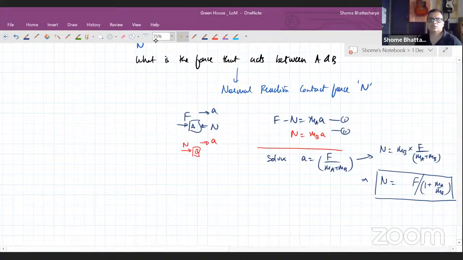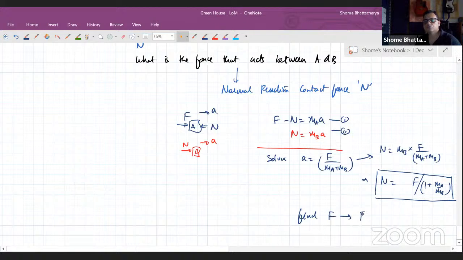Oh, wait. The question is something else. It's not this. The question is reverse actually. The question is saying you have to find the value of F, because that is the force by the experimenter, in terms of N, the contact force. So it's actually the reverse of this.